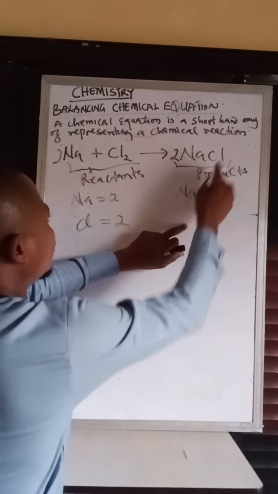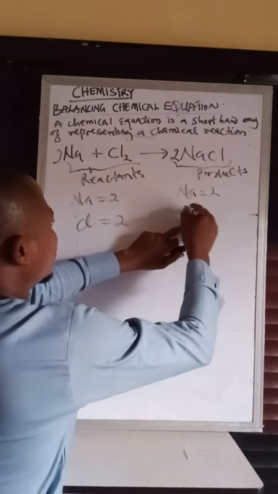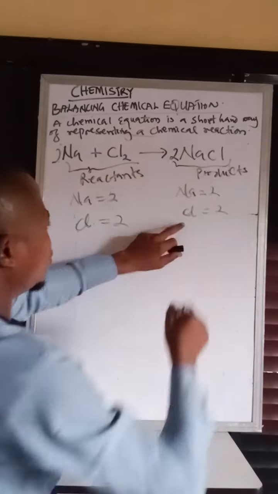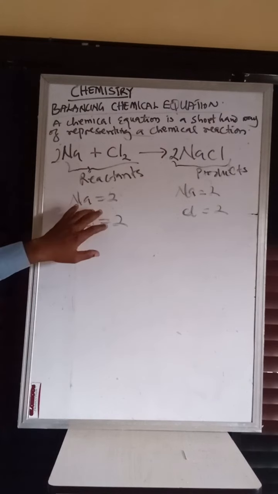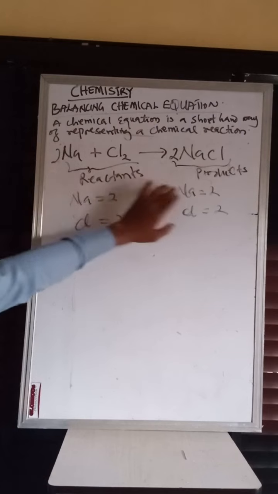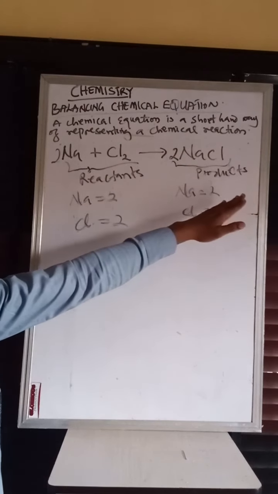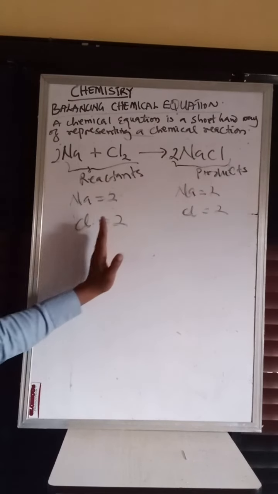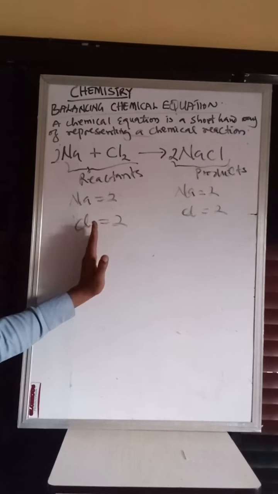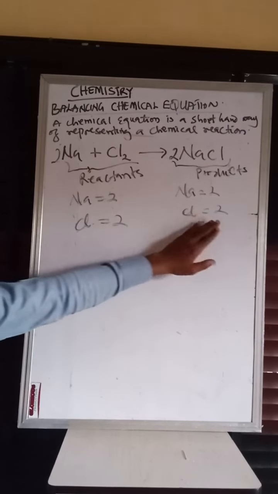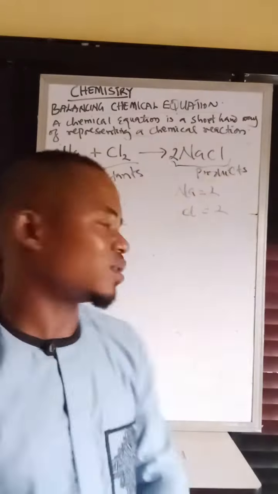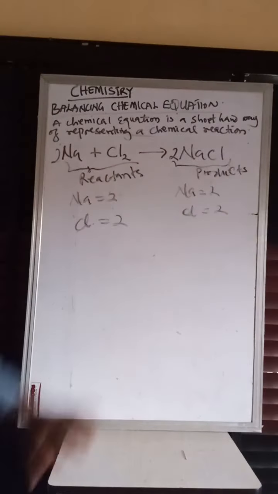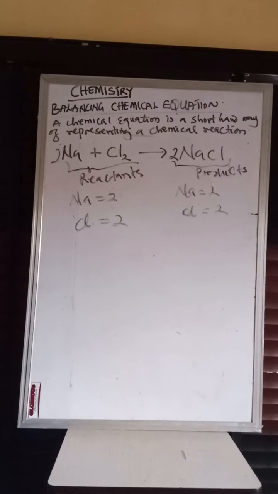Now, on this side, we have 2 times 1, 2. We have 2. So an atom check sees that we have 2 atoms of sodium on the reactant side, which is the left hand side, and 2 atoms of sodium on the right side, which is the product side. 2 atoms of chlorine on the left side, which is the reactant side, and 2 atoms of chlorine on the right side, which is the product side. And by this atom check, we'll see that the equation is balanced.